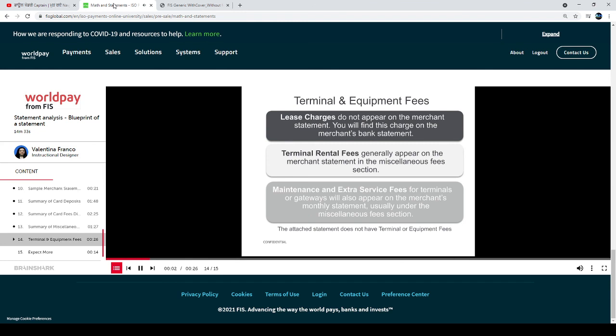Terminal and equipment fees. Lease charges do not appear on the merchant's statement. You will find this charge on the merchant's bank statement. Terminal rental fees generally appear on the merchant statement in the miscellaneous fees section. And maintenance and extra service fees for terminals or gateways will also appear on the merchant's monthly statement, usually under the miscellaneous fees section.